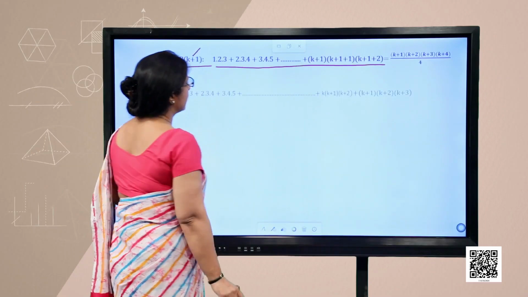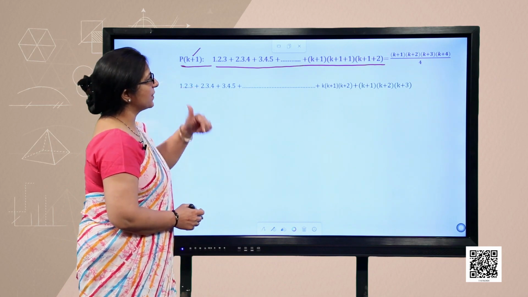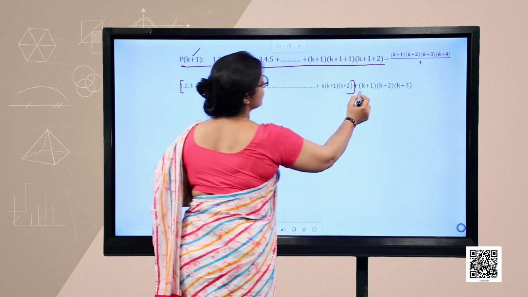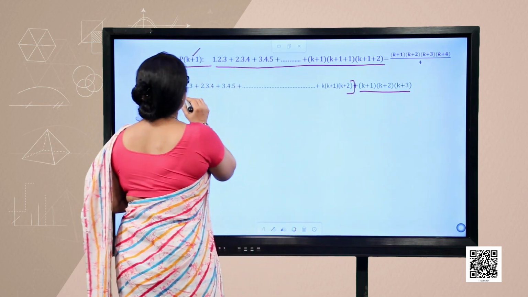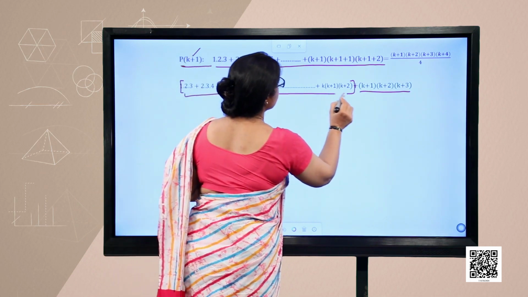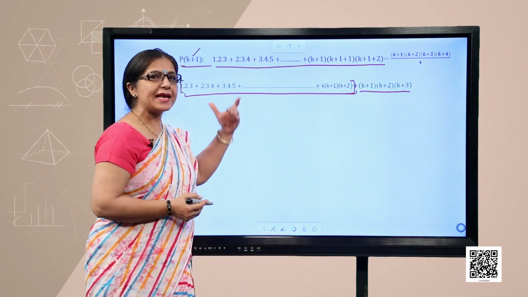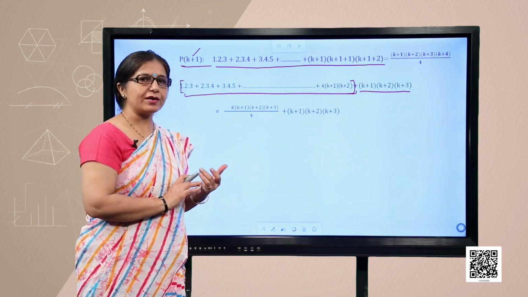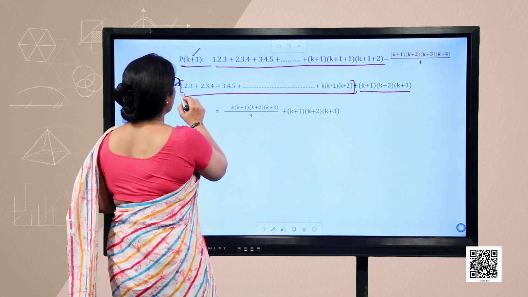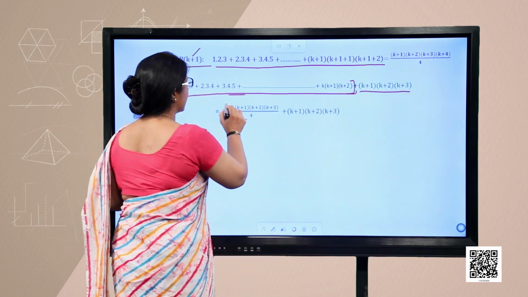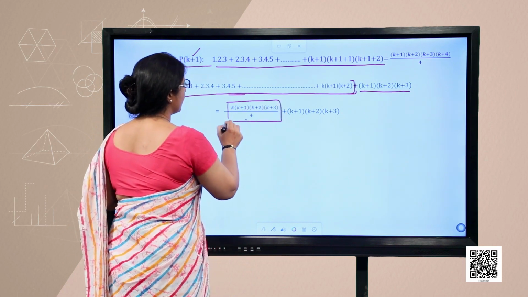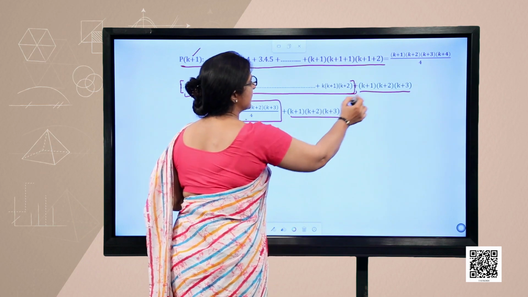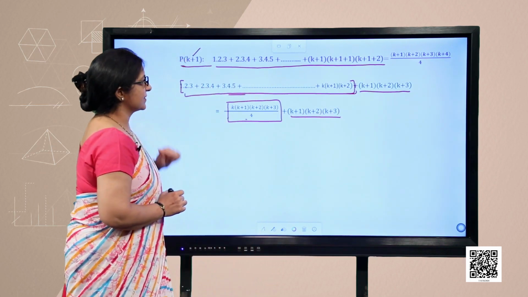Now, we got this result from the previous slide, that this is till the kth term, adding the k plus 1th term, and this entire expression will be replaced by the expression from equation 1. What we got in the right hand side of equation 1, this entire expression will be replaced by that. This was the right hand side of equation 1, and this is the same expression we have written, which is the k plus 1th term of this.